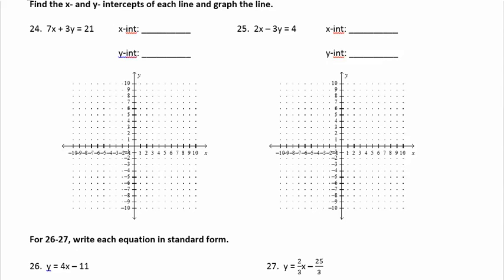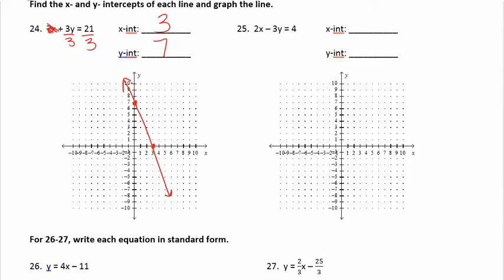So for 24, we're finding the x-intercept by covering up the y. So if you divide both sides by 7, you get an x-intercept of 3. And you find the y-intercept by kind of covering up the x, dividing everything by 3, and you get 7. So when we plot an x-intercept of 3 and a y-intercept of 7, remember you need two ordered pairs to graph a line.